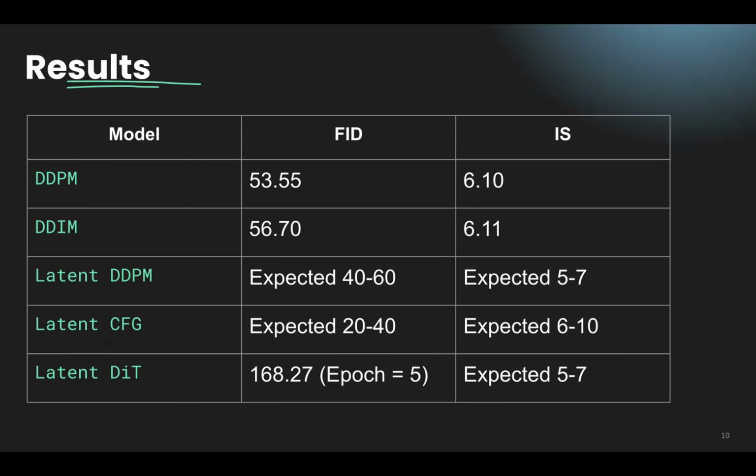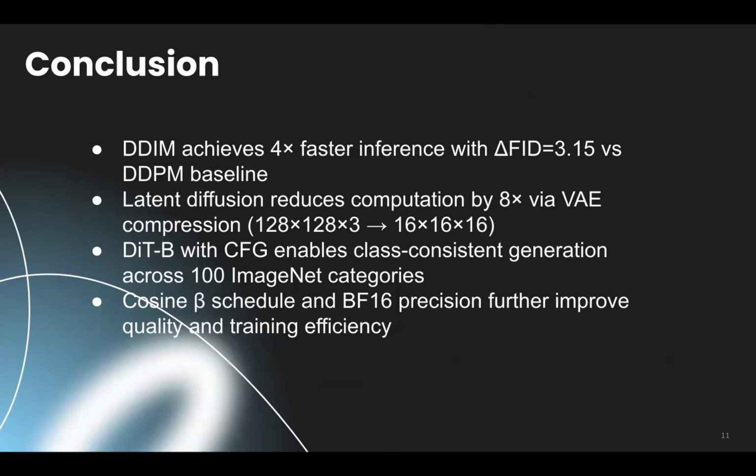And for our conclusions, first, DDIM makes inference about 4 times faster than DDPM and brings an FID increase. So DDIM is a more efficient model to get better results. Second, latent diffusion makes the model much more computationally efficient. And third, by combining DiT and classifier-free guidance, we improve the model's ability to follow class labels during generation. And finally, the cosine beta schedule and BF16 precision further improve training efficiency and generation quality.